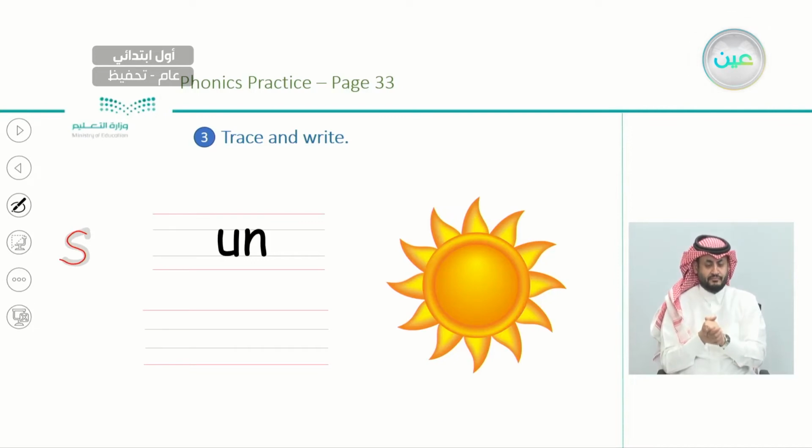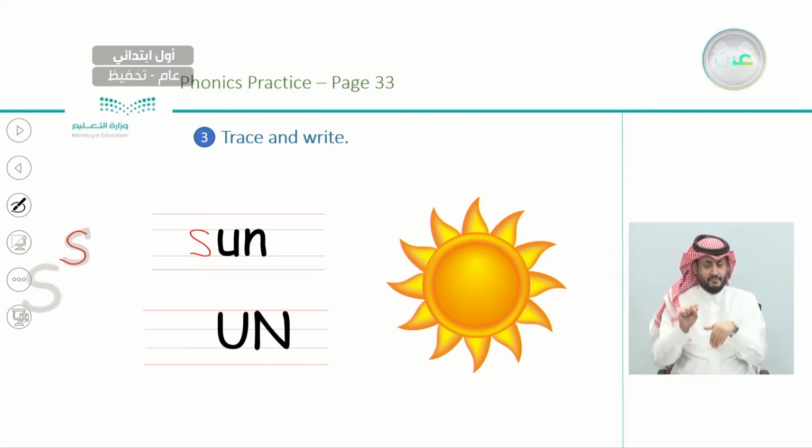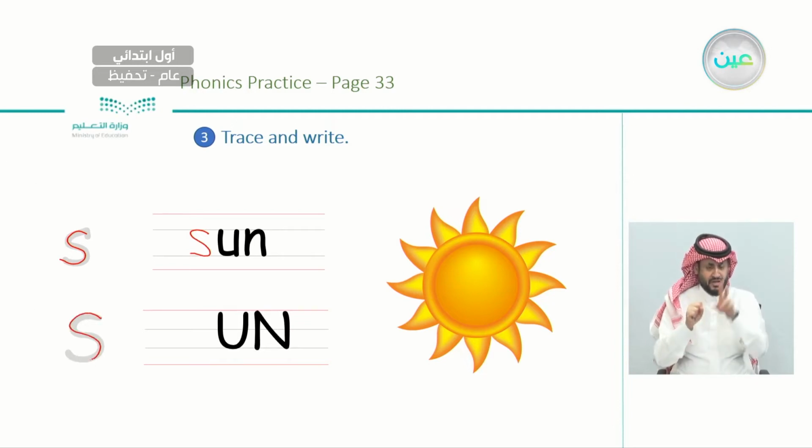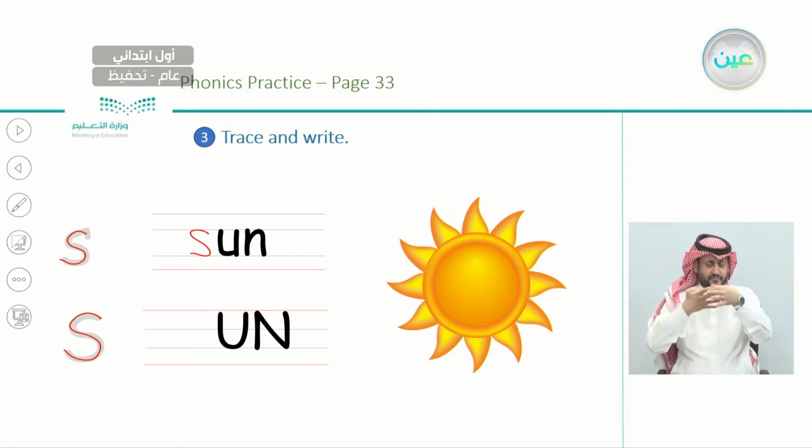Okay, how to write it here? Between line number 2 and line number 3. So S like this. We have sun. Okay, what about the capital? This is sun in capital, and we have S here in capital form. Start like this, the same shape.